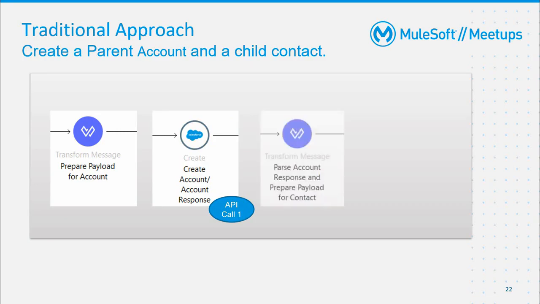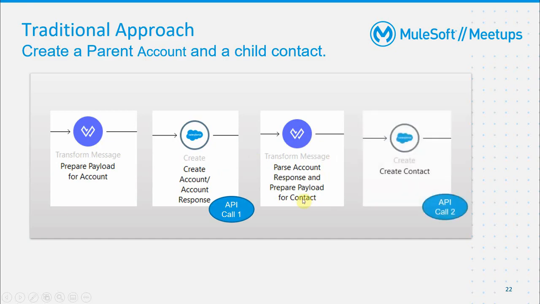It will create an account and give you the response. The next step is to pass that account response to get the record ID of the newly created account, to use it on the contact while creating that contact. So you pass that account response, prepare the payload for contact, and use one Create connector to create the contact. This will count as a second API call.